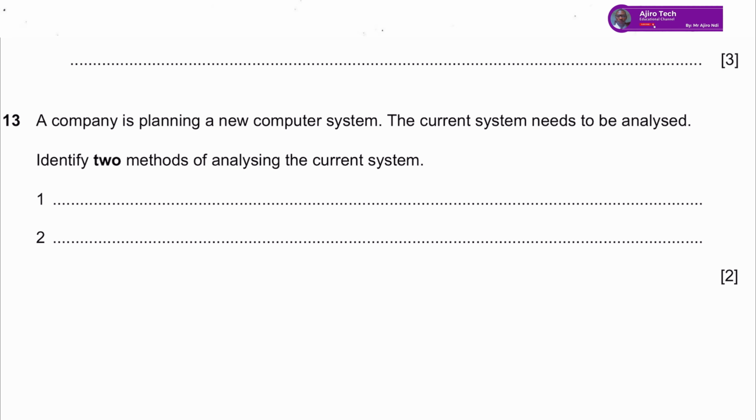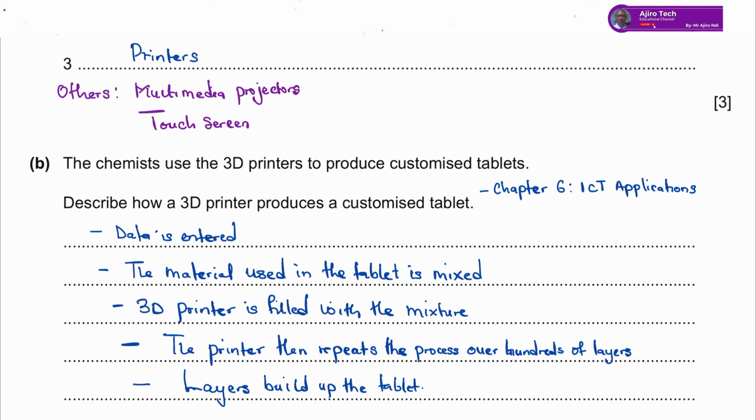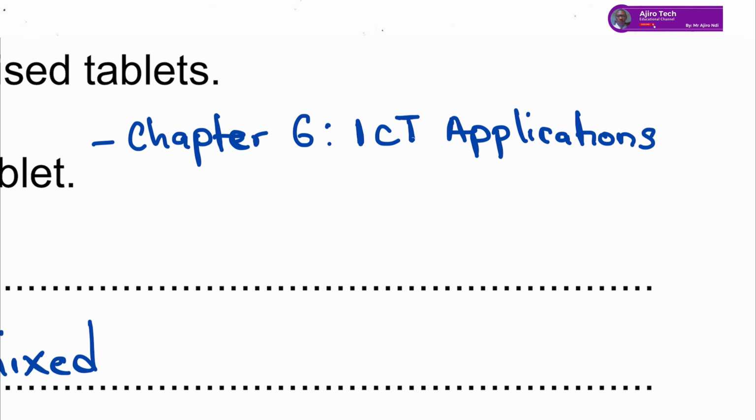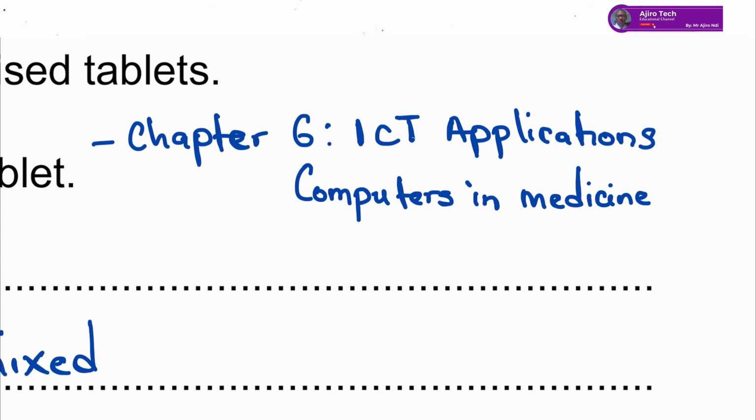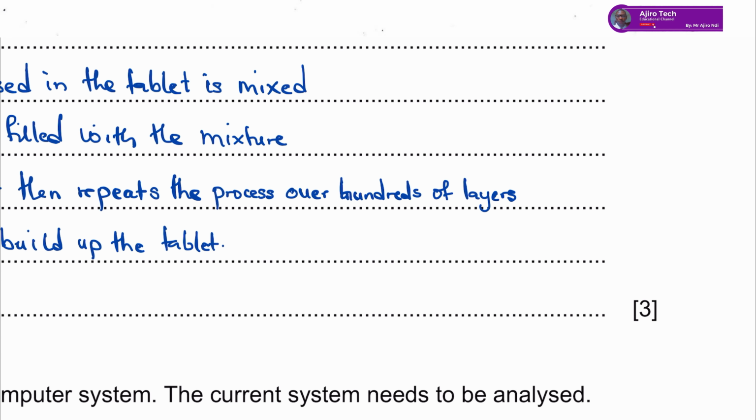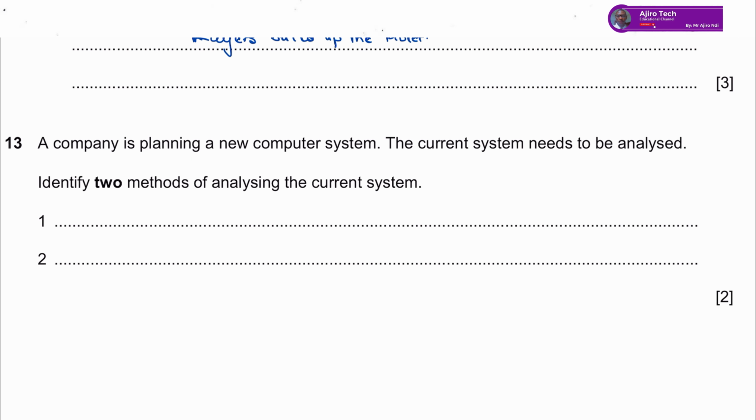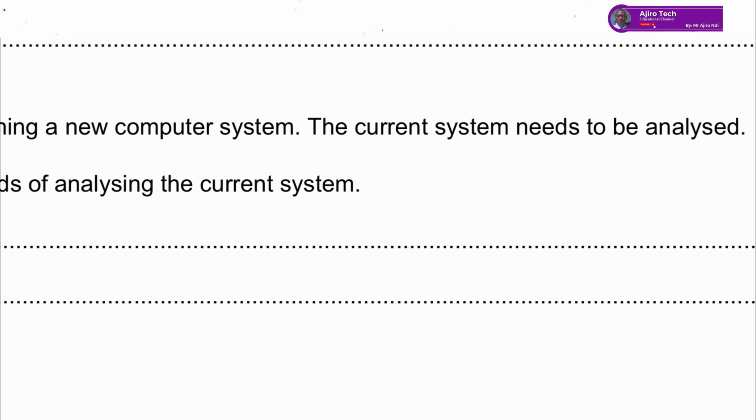By the way, you probably see this in computers in medicine. So a company is planning a new computer system. The current system needs to be analyzed. Identify two methods of analyzing the current system. So you see this in chapter 7.